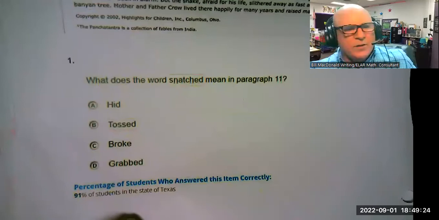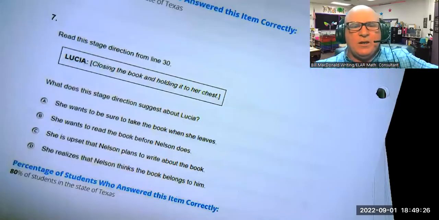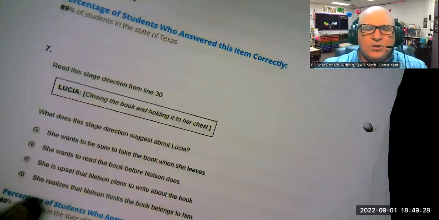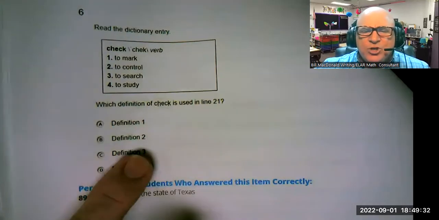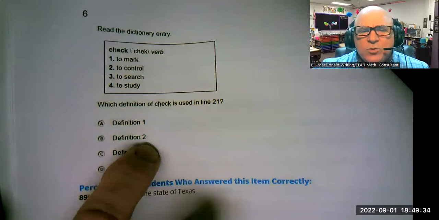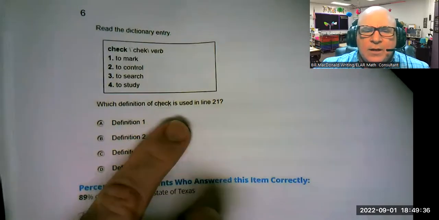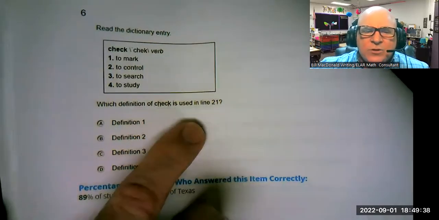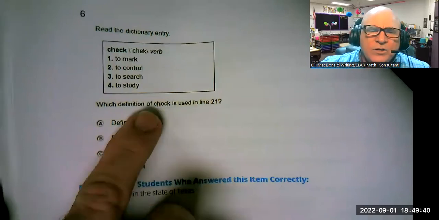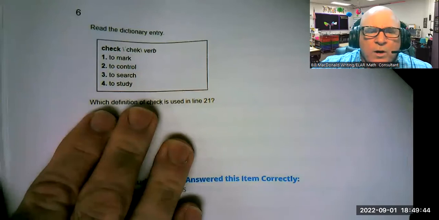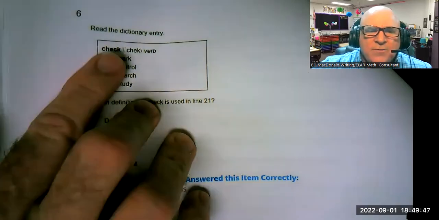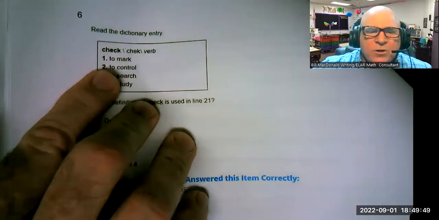Fourth grade, a different way to see. Again, it's just a phrase here. Which definition of check is used in line 21? And again, if the answers are open-ended, which definition? Your students would write definition 1, definition 2, definition 3, or definition 4.